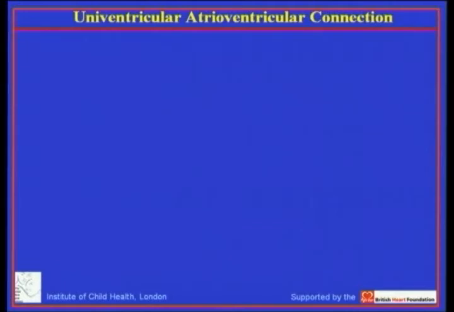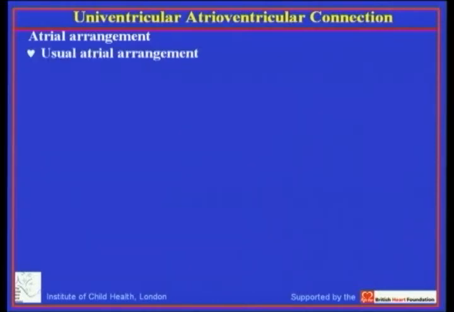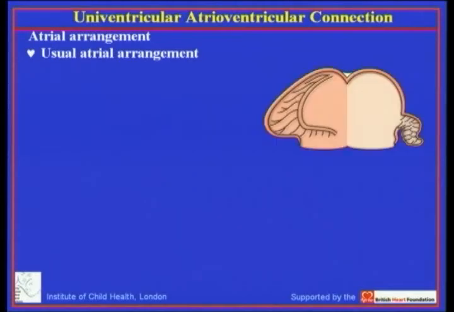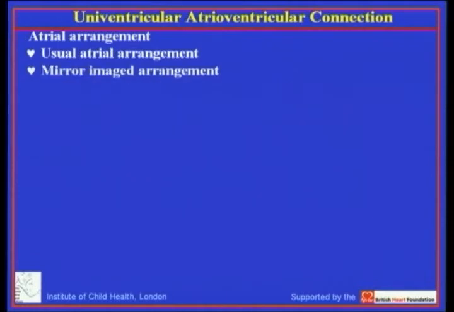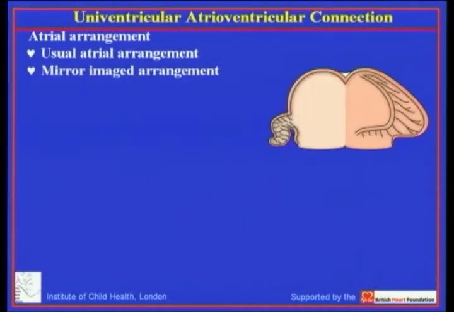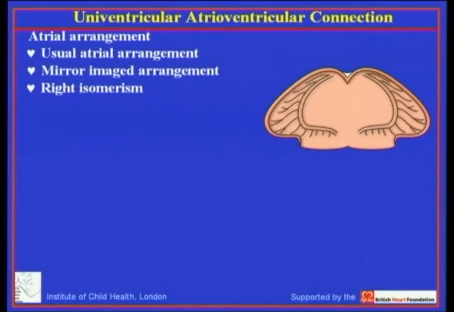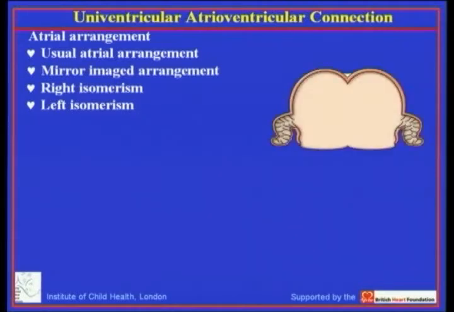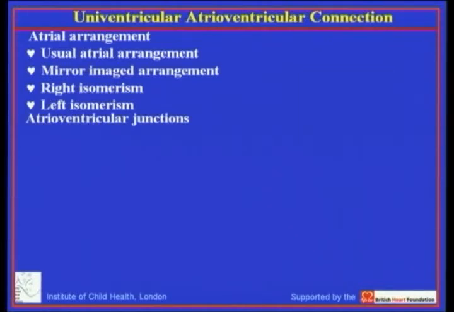So let me take you through again what we mean by univentricular atrioventricular connection. And you've seen all these pictures once, so we can be relatively swift, because you know now that we can have univentricular atrioventricular connection with any atrial arrangement, although we're going to show you for the most part in the setting of usual atrial arrangement, but it can exist when the atrial chambers are mirror imaged. And in fact, it's quite frequent to find univentricular connections in the setting of right isomerism, and we can also find them in the setting of left isomerism.